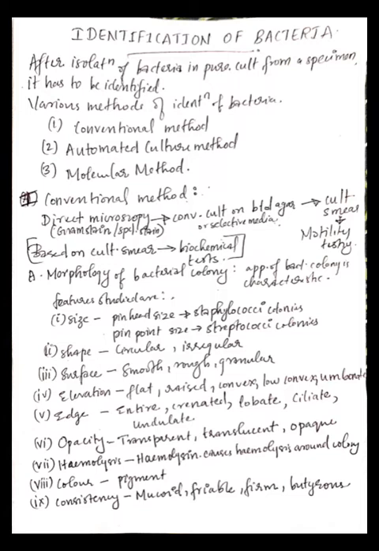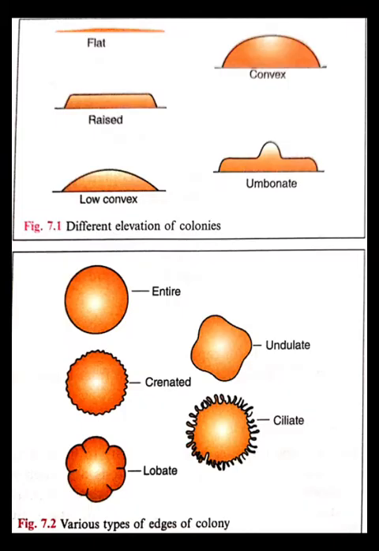First, we can learn the characteristics of a bacterial colony through its morphology, that is, the appearance of the bacterial colony. The features studied are: first, size. A pinhead size indicates staphylococci colonies and pinpoint size indicates streptococci colonies. Second is the shape, which can be circular or irregular. Third is the surface, which could be smooth, rough or granular. Fourth is the elevation. Elevation can be flat, raised, convex, low convex or umbonate.